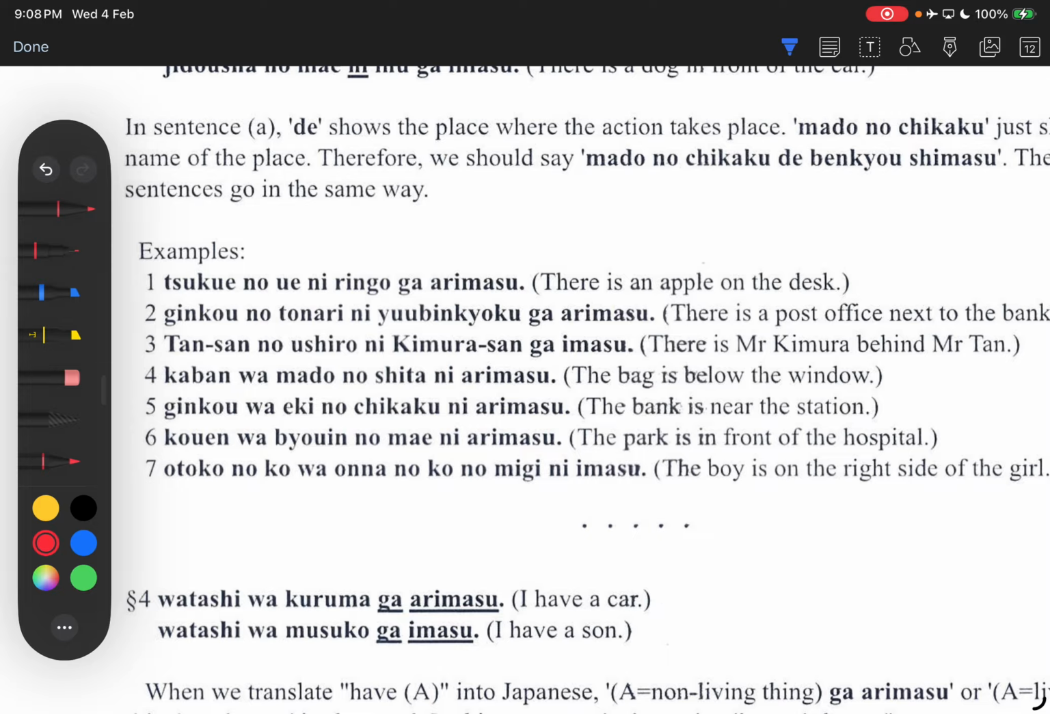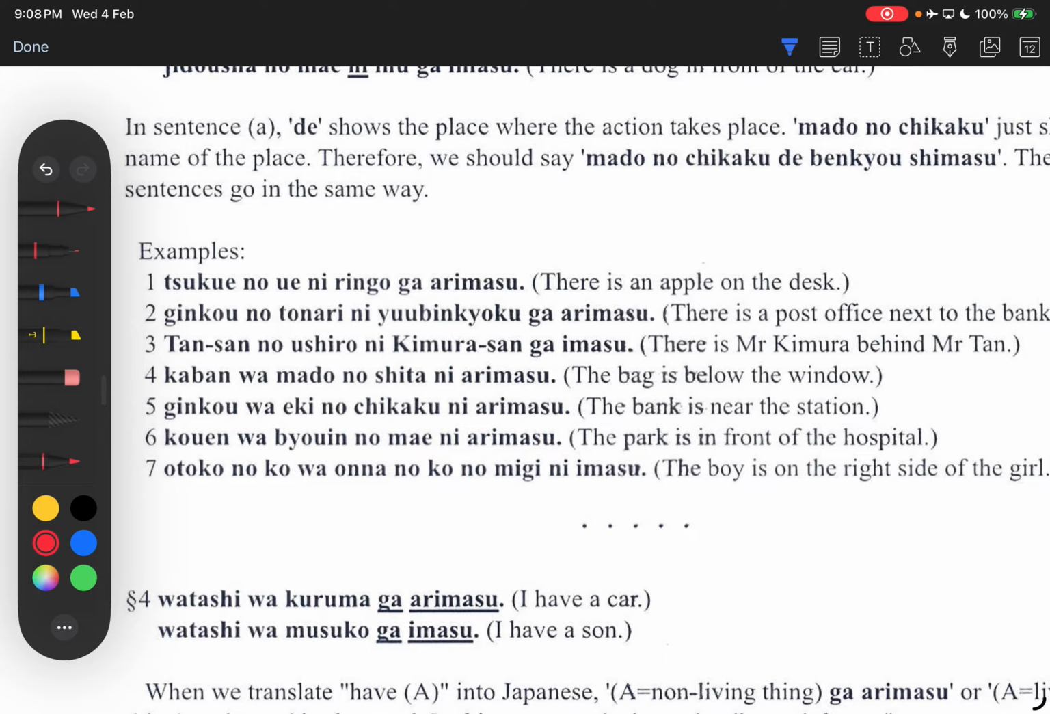Okay, リンゴがあります. So we use があります because あります means have. Have what? Have object, right? So the object needs to be denoted, needs to be marked out by the が, which is our object particle. So this is why が is here.